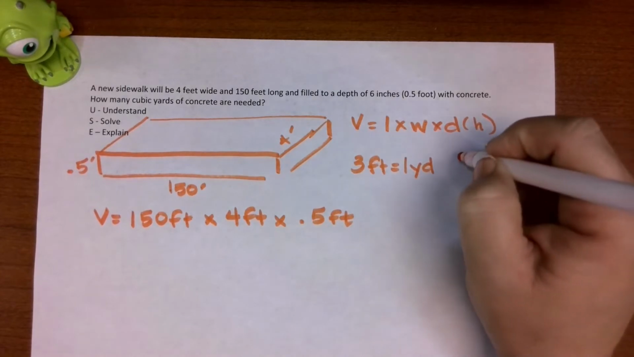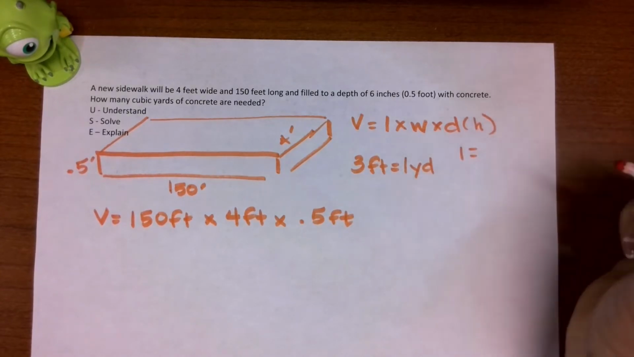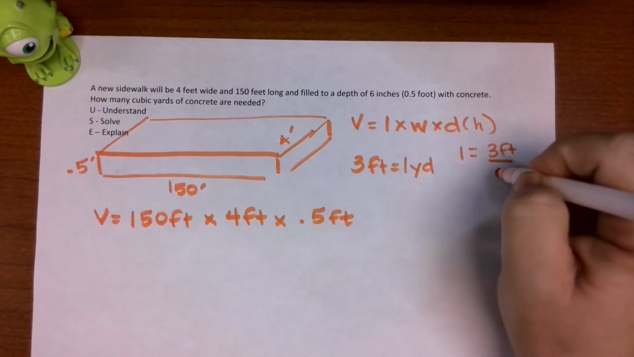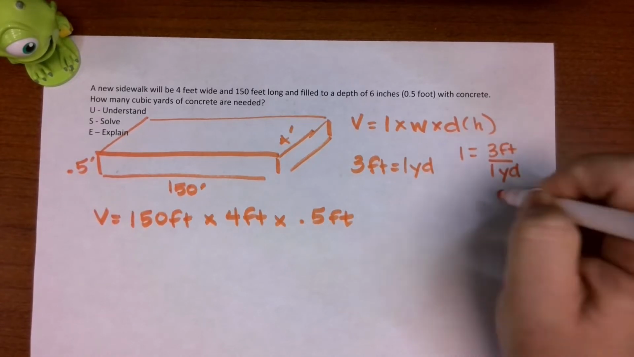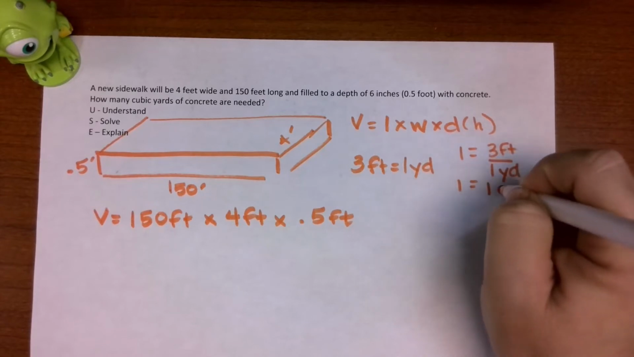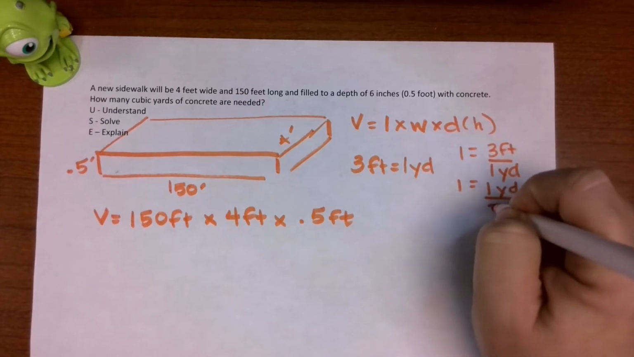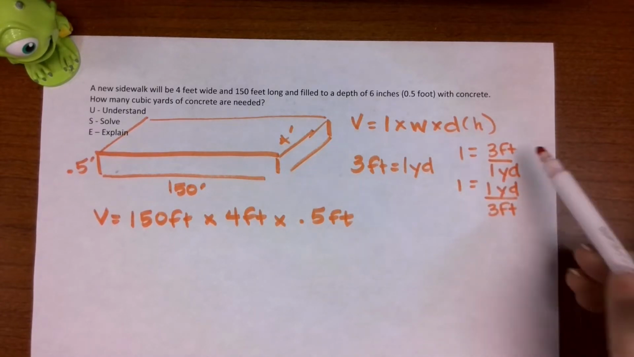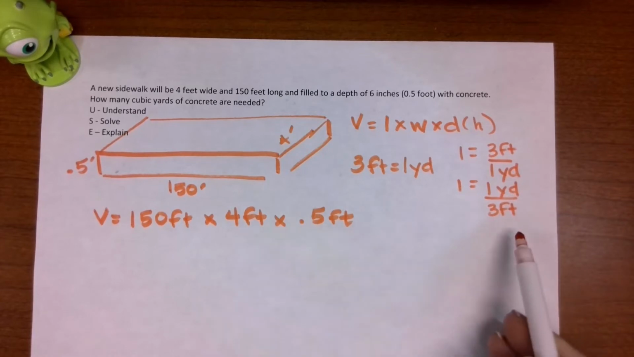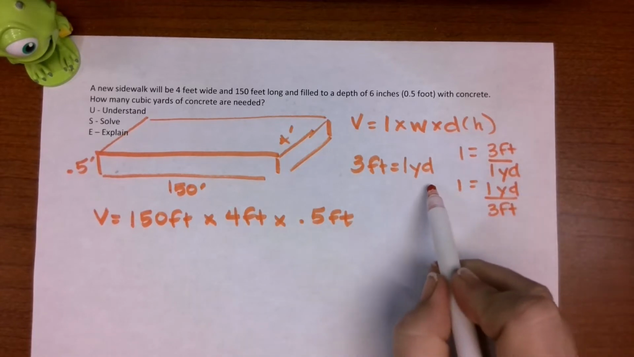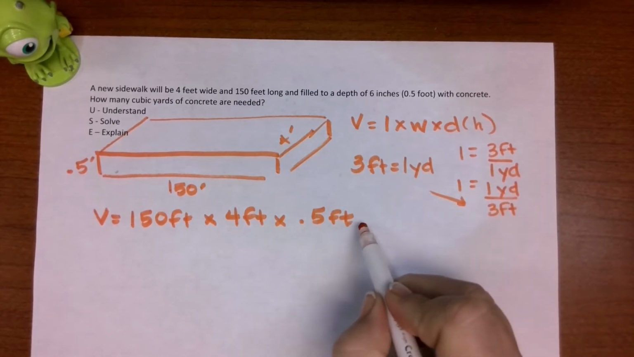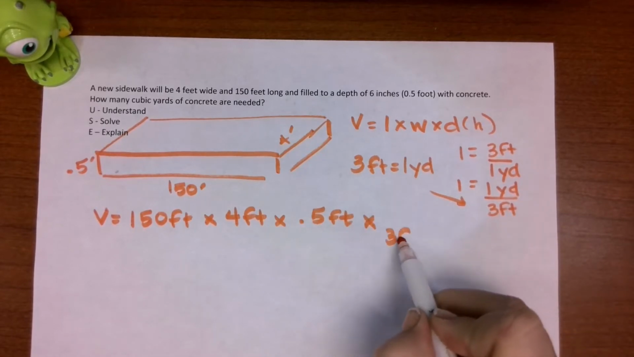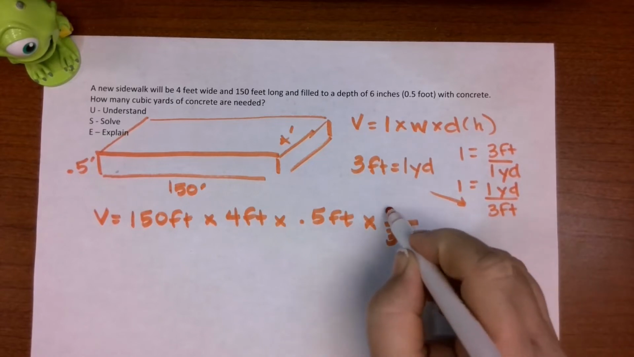So we can write that either as 1 is equal to 3 feet over 1 yard, or 1 is equal to 1 yard over 3 feet, depending on whether we need feet in the numerator or the denominator. In this case, we need it in the denominator, so we're going to use that one. So now we will do that times. Now we have to put the 3 feet in the bottom, 1 yard.